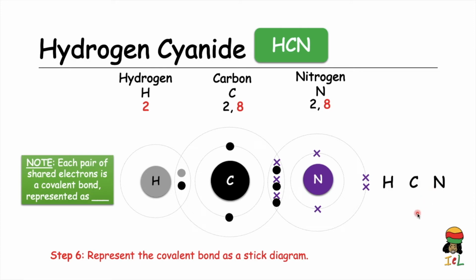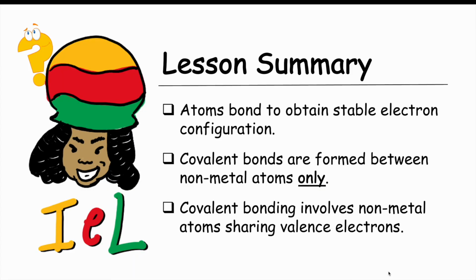Between hydrogen and carbon, there is one pair of shared electrons, which resulted in a single bond. Between carbon and nitrogen, there are 3 pairs of shared electrons, which resulted in the formation of the triple bond. Therefore, we can complete this example by showing what the dot and cross diagram would look like without the inner lying shells. Here are the lesson summary points.